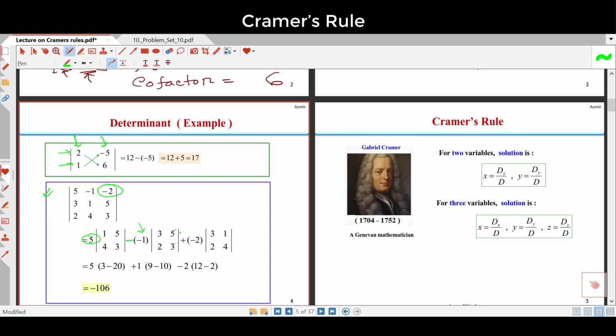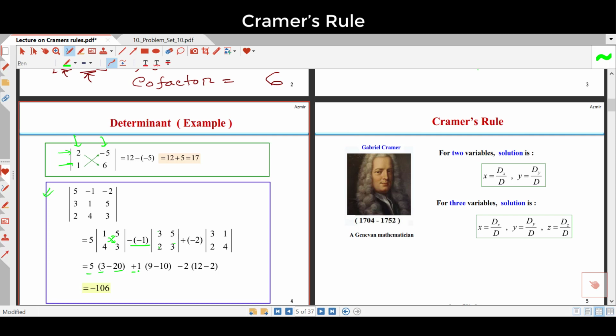So minus 2 and its determinant: respective row, respective columns are cancelled. You have this 3 2 1 4. So now you can easily calculate. Have a look. 5 times 1 times 3, 3. There is a minus. 4 times 5, 20.